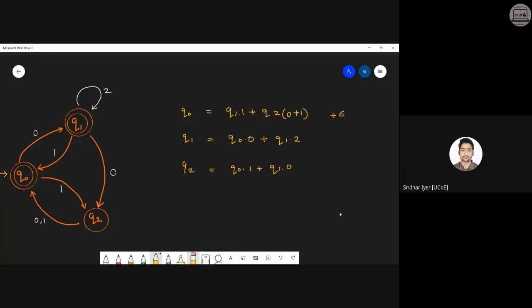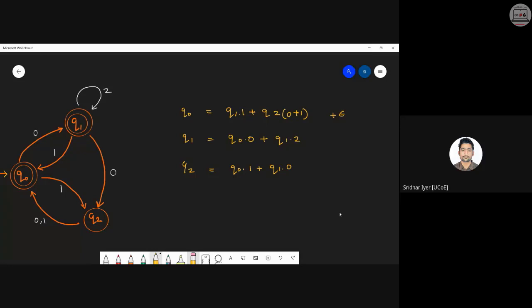Q1 is already in the format. Yeah, you can apply it directly, no issues. But generally try to solve Q0 first.